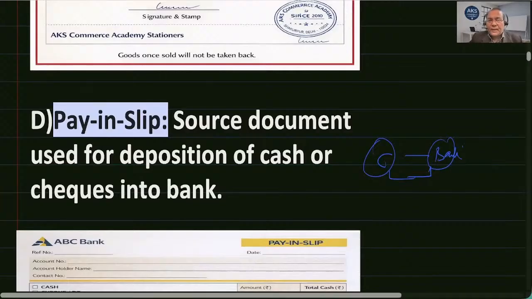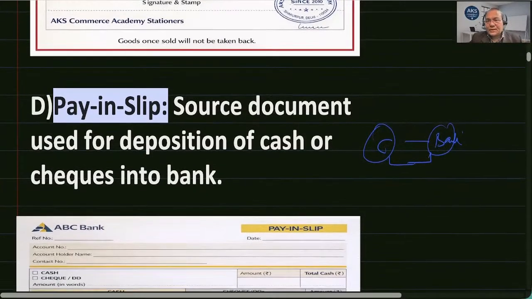So when you are paying in, depositing cash or a check in the bank, there is a specific slip, what we call the pay-in slip, which is required to be filled as per the format mentioned there, and then it is submitted along with the cash or check in order to get the credit done. Usually if it is a check, it goes in the drop box. If it is cash, it is deposited directly to the account.